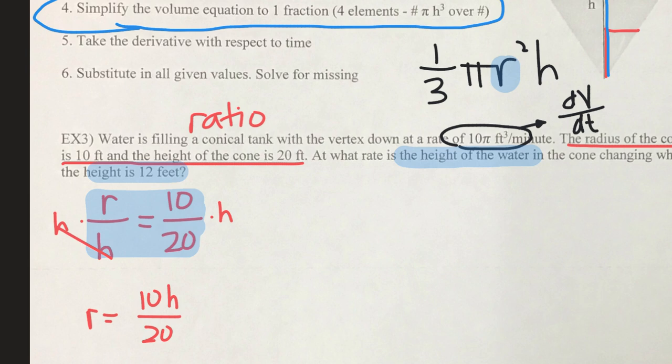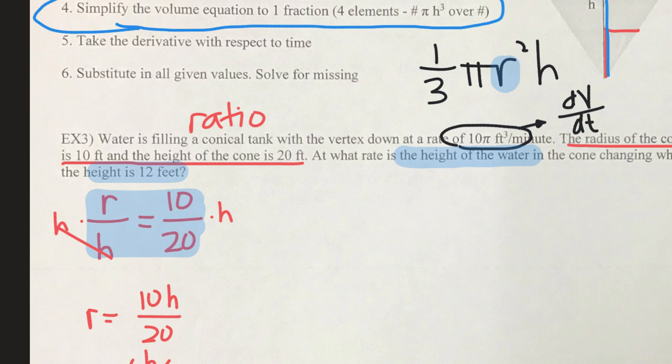So if the radius is 10h over 20, what does that reduce to? That's just h over 2. So the radius is always going to be half the height. That's the ratio. So when the height is 10, the radius is 5. When the height is 18, the radius is 9.